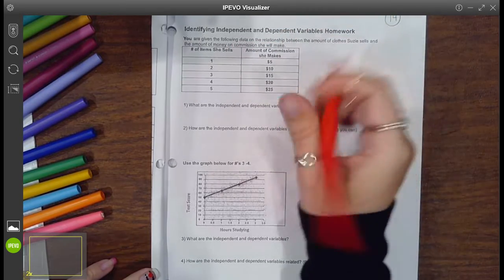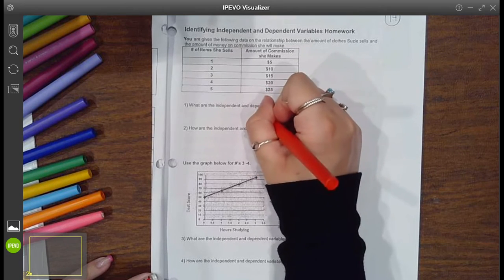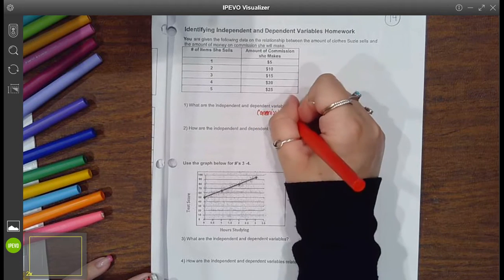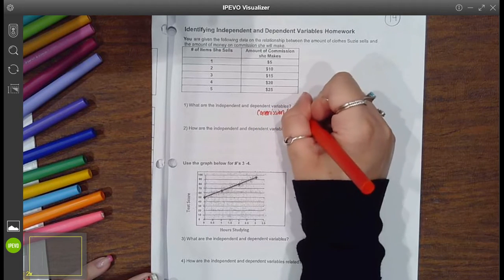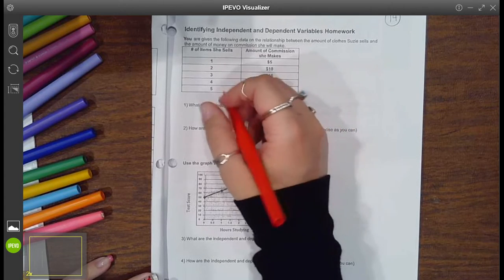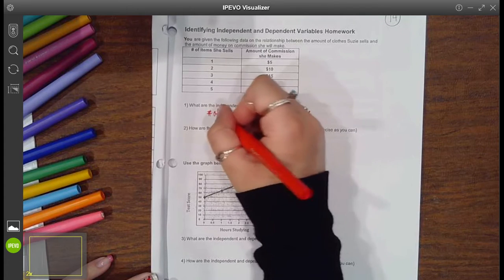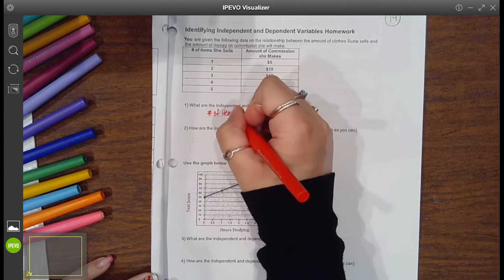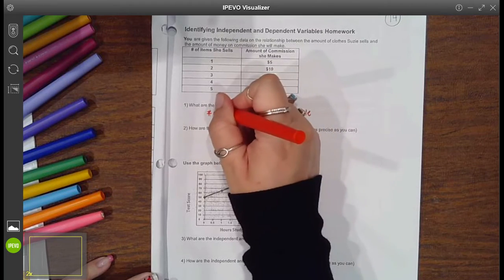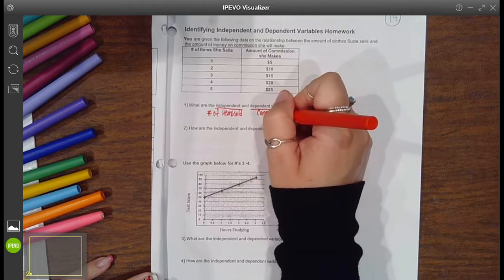So, how much I make, so the commission or money made depends on how much I sell. So the number of items sold. And that makes this the independent and this the dependent.